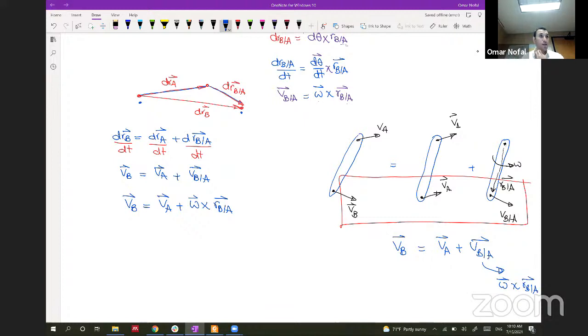Does anybody have any questions on how we derived this relative velocity between A and B?